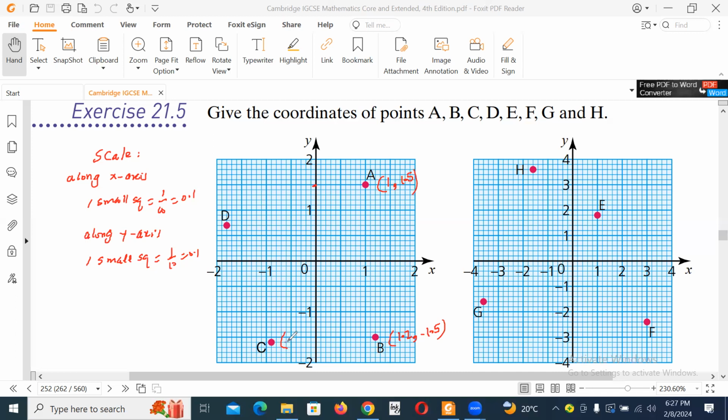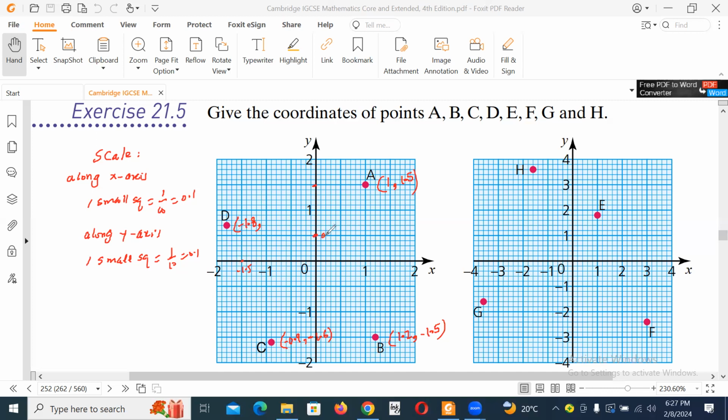-0.9 along the x-axis, and down it is not exactly between -1 and -2, it is down 6 boxes, so we can say that -1.6, not 5. And D along the x-axis, here you have -1.5, so 0.6, 0.7, 0.8, so it means -1.8. Up, we have here exactly 0.5.